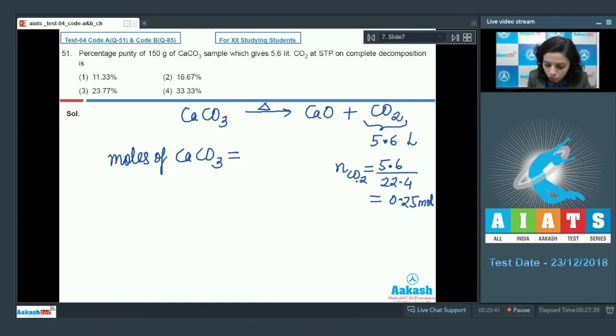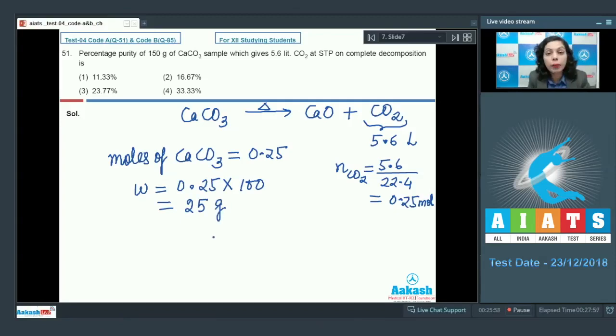If it is 100% pure, then the moles should be 0.25 only. On that basis, its weight should be 0.25 into 100, moles into molar mass. Then you are getting here 25 gram weight. But no, you are not taking this 25 gram, you are taking 150 gram. It means this calcium carbonate is not pure. We have to find out its percentage purity. This 150 gram of calcium carbonate is acting like 25 gram of calcium carbonate.